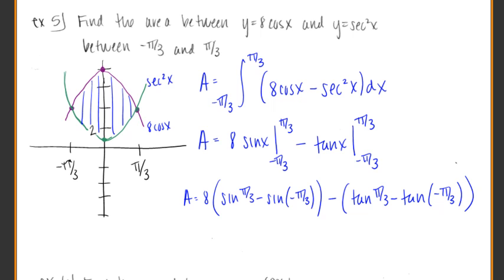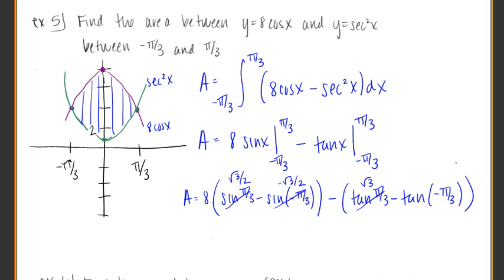Okay, so all I have to do is plug in the values. The sine of pi/3 is going to be the square root of 3 over 2. The sine of -pi/3 will just be the negative square root of 3 over 2. Tangent of pi over 3, well, it's just going to be that y value, the square root of 3 over 2, divided by the x value, which was 1/2. So that's going to be the square root of 3 right there.